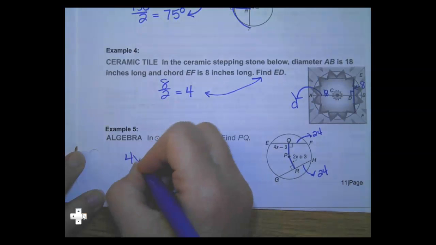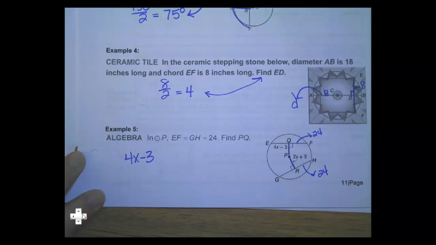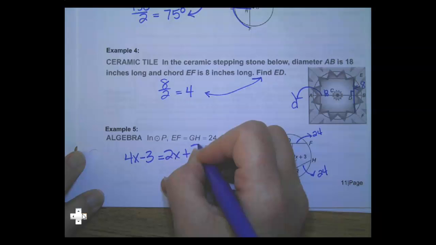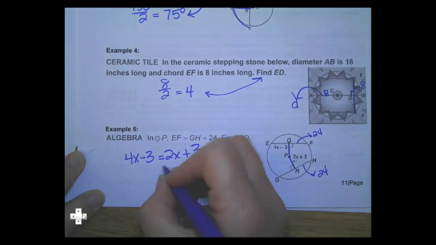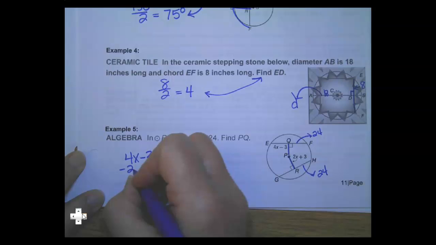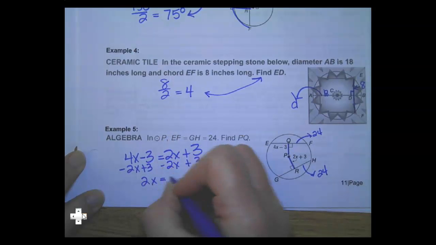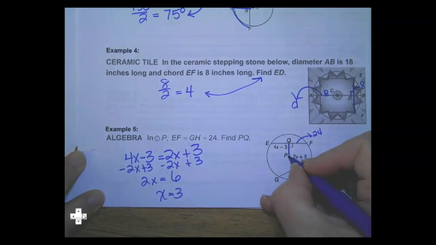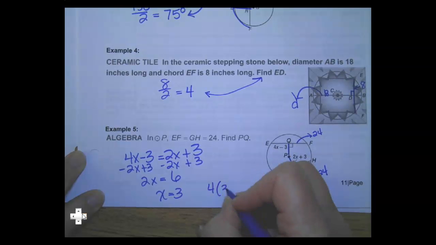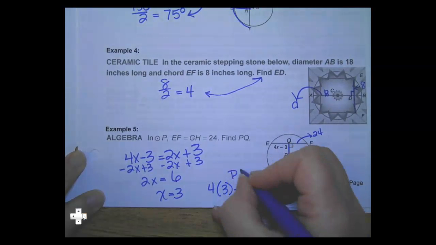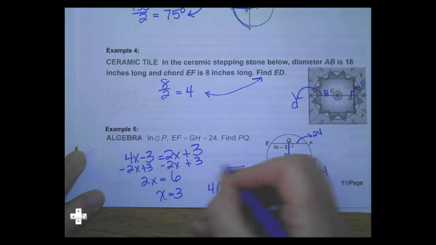So 4x minus 3 is equal to 2x plus 3. Minus 2x, add 3, add 3, 2x is equal to 6, x is equal to 3. What is PQ? It is 4 times 3 minus 3. What's 12 minus 3? 9. PQ is 9.